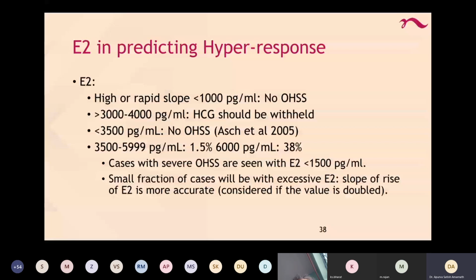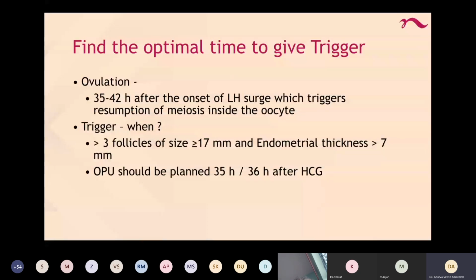So after all this, we have to decide when the optimal time is to give the trigger. To stimulate ovulation, 35 to 42 hours after the onset of the LH surge, it triggers the resumption of meiosis inside the oocyte. So this is what we are trying to mimic when we give a trigger, so that there is a mature oocyte when we do an egg retrieval.